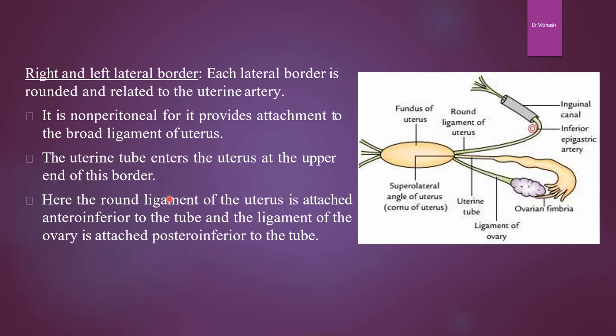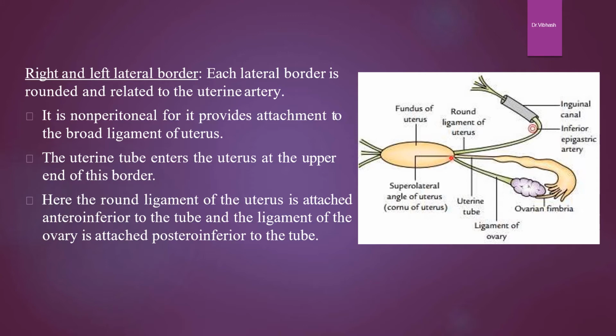Here, the round ligament of uterus is attached anterior inferior to the tube, and the ligament of ovary is attached posterior inferior to the tube. This is the right border and this is the left border. It is rounded in shape and it gives attachment to the broad ligament of uterus.